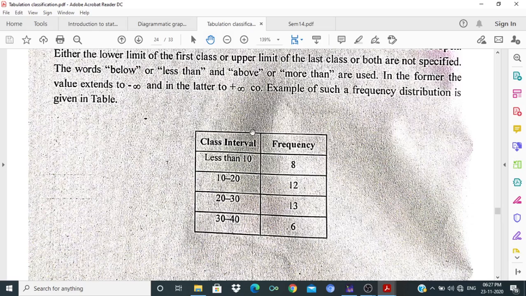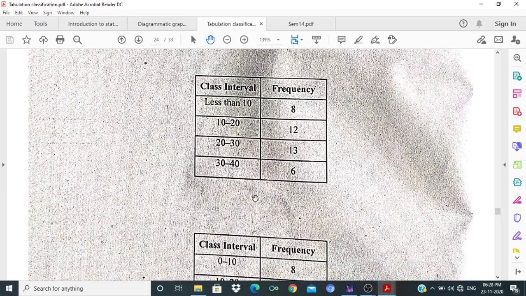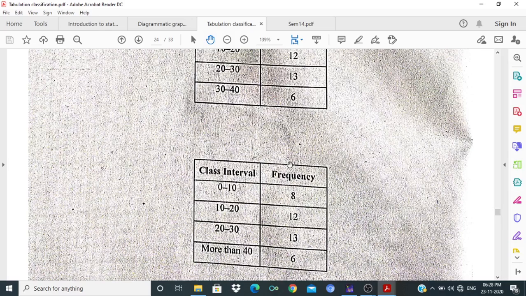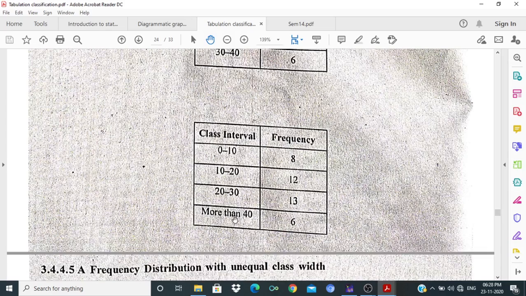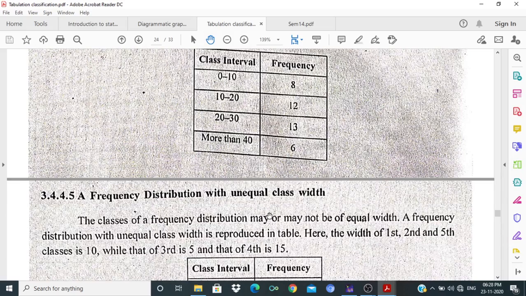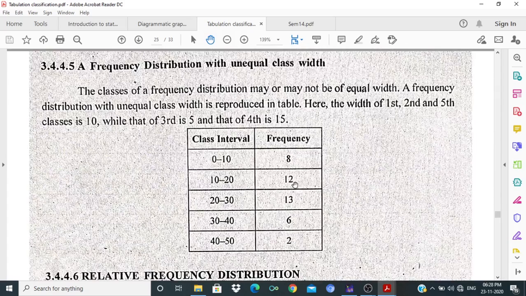Also, we cannot find the mid value for this particular class, and we cannot find mean, geometric mean, harmonic mean for this type of data. Whereas median and mode can be found for this data. So, look here, the last class has no upper boundary. More than 40. What is the upper boundary? We cannot know. And frequency with unequal classes. Here 0 to 10, 10 to 20. These are the equal class intervals.